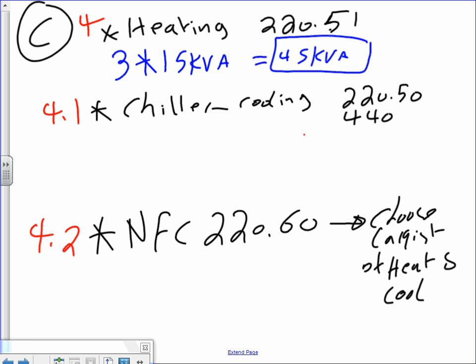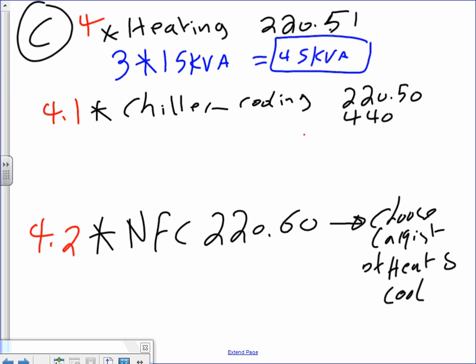Okay, let's go to cool. Chillers. For chillers, the code is 220.50. If you guys go to 220.50, please. It says motors shall be calculated according to 430.24, 25, 26, and 440.6. It gives you a list of articles. Right? If you go there, it gives you a list of articles. Okay?